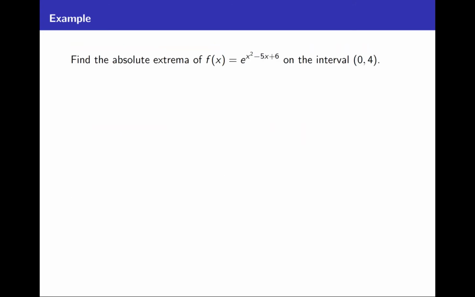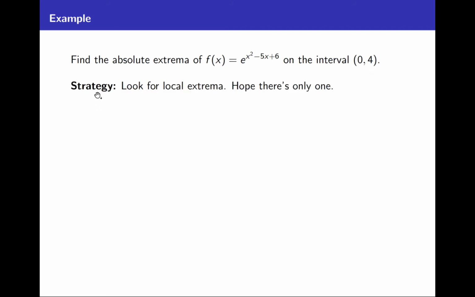Let's look at an example of that. Let's find the absolute extrema of the function f of x equals e to the x squared minus 5x plus 6 on the open interval from 0 to 4. So it's not a closed interval, it's an open interval. So our theorem holds for situations in which a function has only one local extremum on the interval of concern.